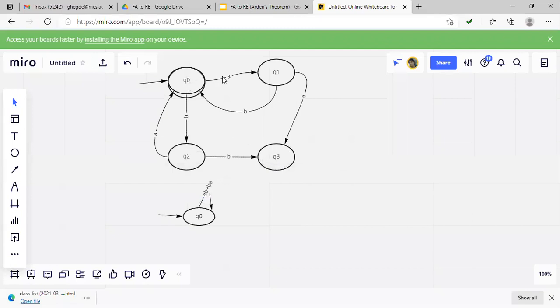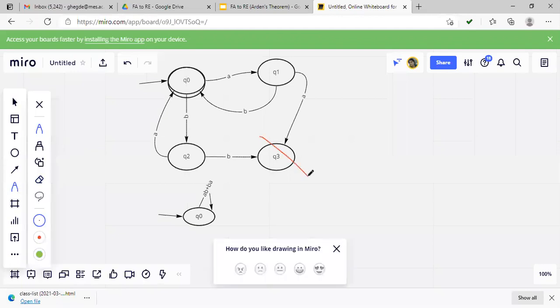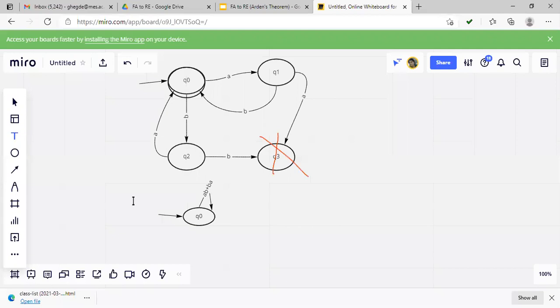It is not contributing between the start and the final state. It is not reaching the final state, right? That is, it is not contributing in the generation of strings. So you can even remove this. This is not required. It is just given to confuse you people. So only Q1 and Q2 are contributing. So you can add only AB or BA.